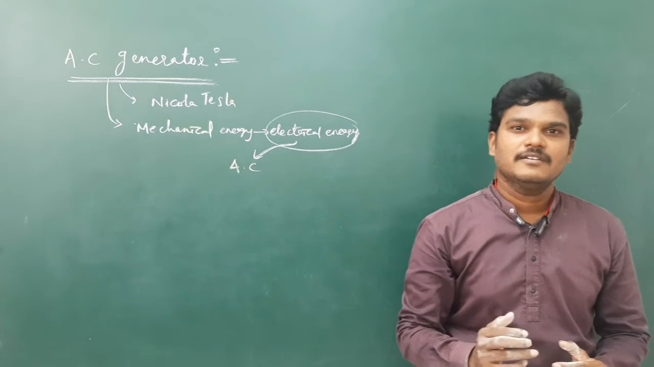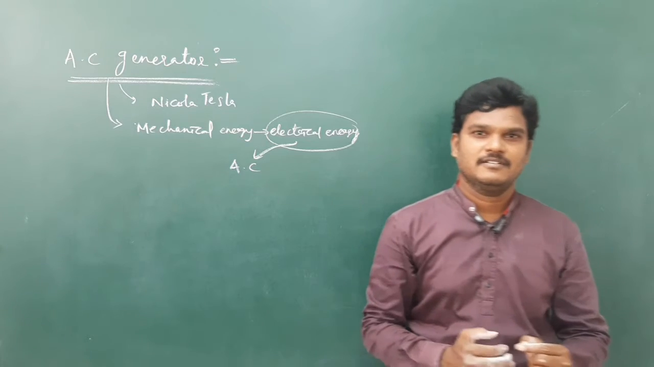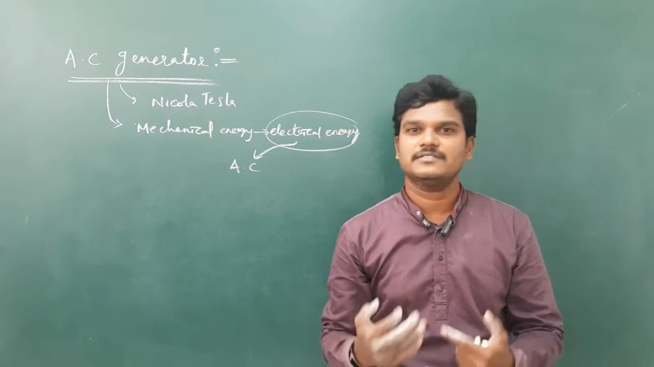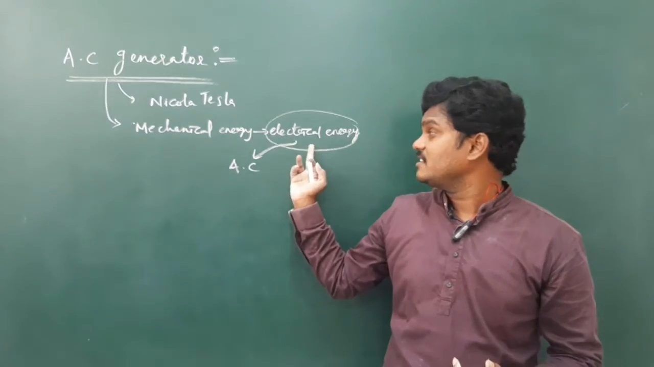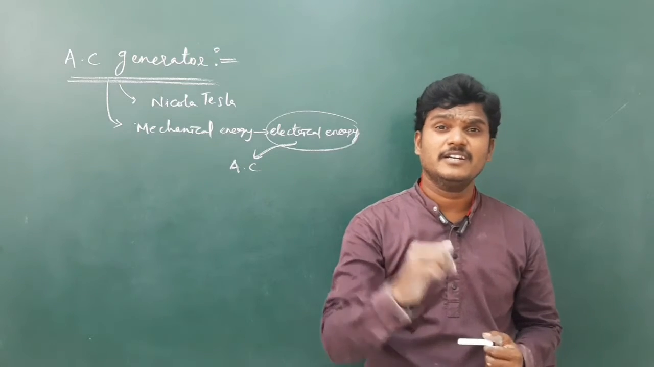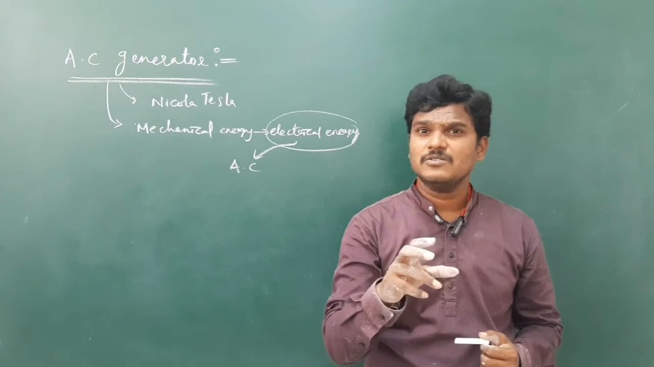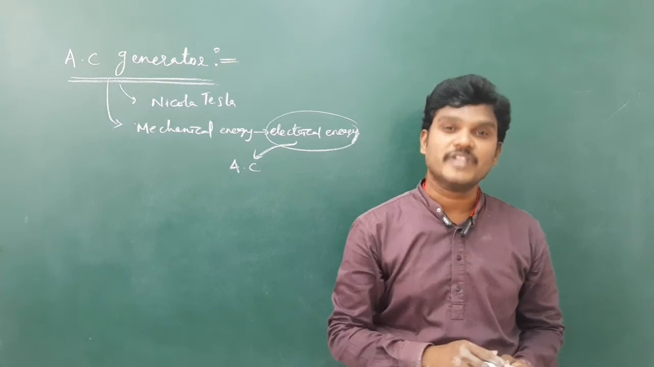So far we used a battery. That battery sends direct current. Okay, the magnitude of the current is the same, constant. Here this electrical energy is available in the form of alternating current. Alternating current means the current whose magnitude and direction change with respect to time.